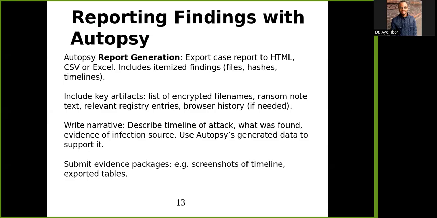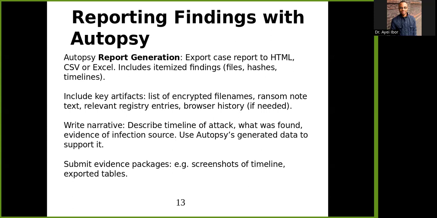Once analysis is done, we prepare the forensic report, so we have to report our findings. Autopsy can generate detailed output, for example, HTML or spreadsheet reports that list all the findings. Our report will include the timeline we saw, the file name and hash of the ransom note, and summaries like how many files were encrypted. We will also describe step by step what we did so another examiner can reproduce it. For instance, we might include an exported list of recent files or web searches.